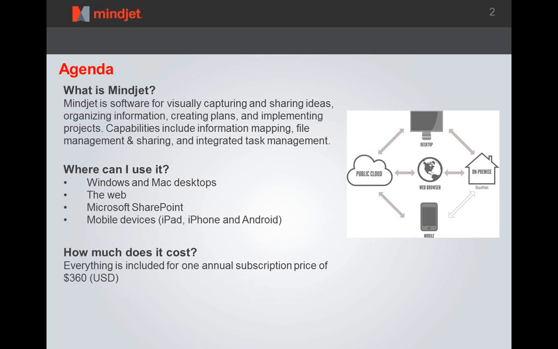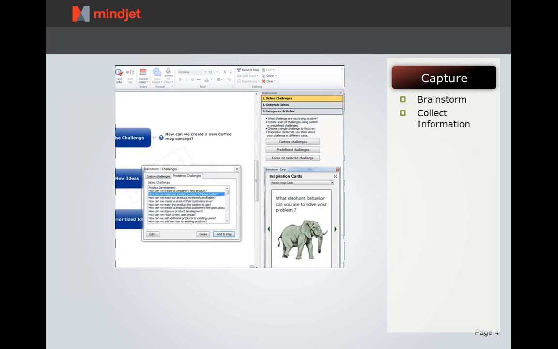And you get all of that for $360 on an annual subscription. And we are going to go ahead and do a demo of the Windows desktop product right now. So as you can see, here are a couple of screenshots of our product. And what you can start off using Mindjet for is to capture information on a project that you are looking to get a head start on and get going.